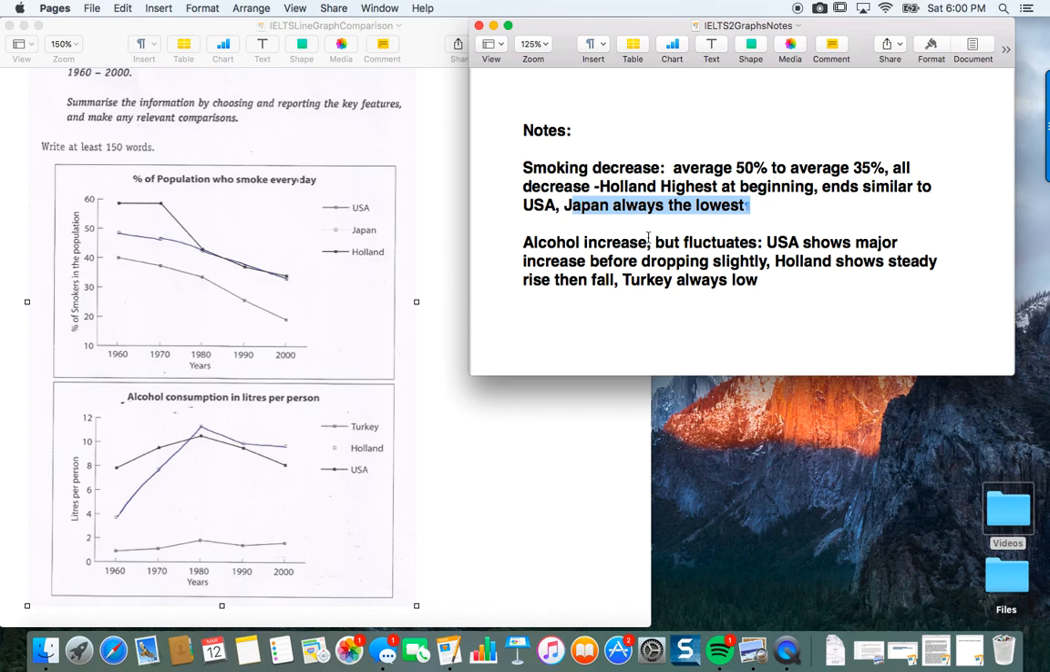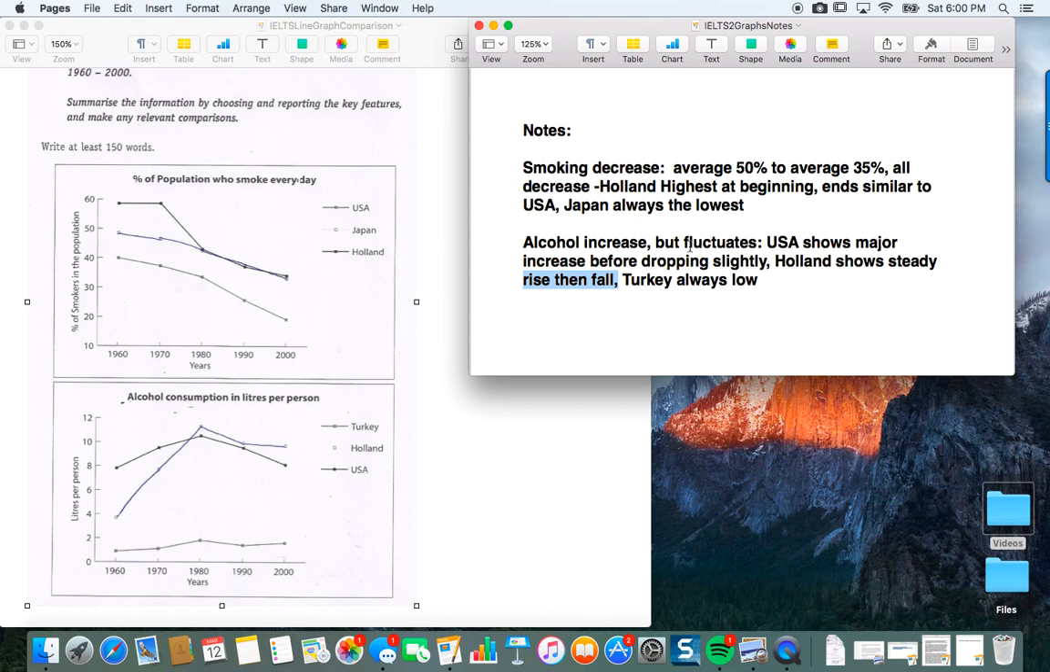The alcohol increase is the same. So there's an increase even though it fluctuates. Now, the USA shows a major increase before dropping slightly, so that's this one here, up and then down. Holland shows, in contrast, a steady rise and then fall, whereas Turkey is always low.